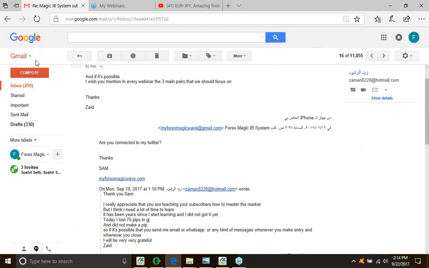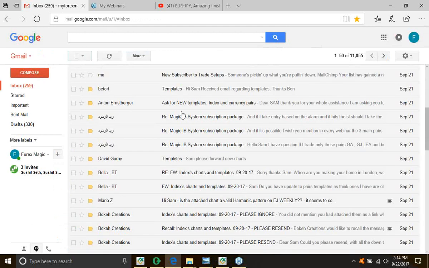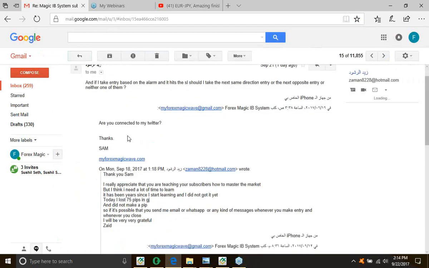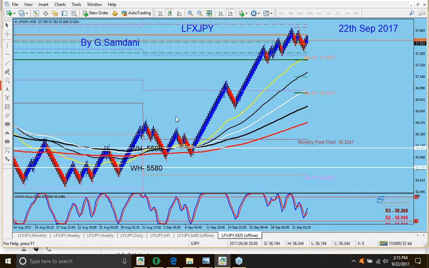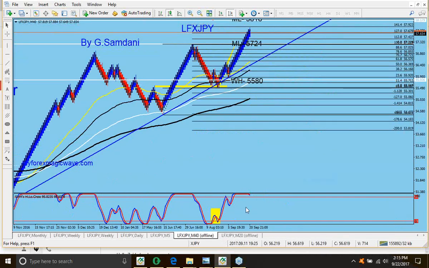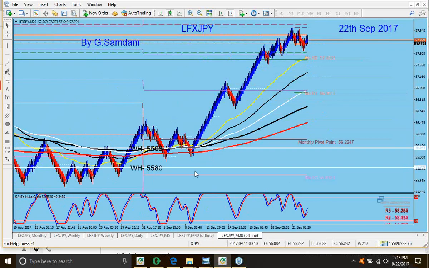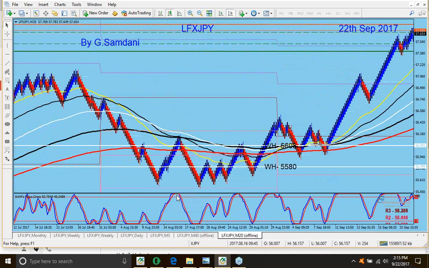I think we have another email with another question. Okay, based on the alarm. No, so see, the alarm will help you. For example, the pair is on the upside, right? It's uptrend, right? So the alarm will only beep for long if the price is above the wave. And it will beep here too. It will beep here to go short.